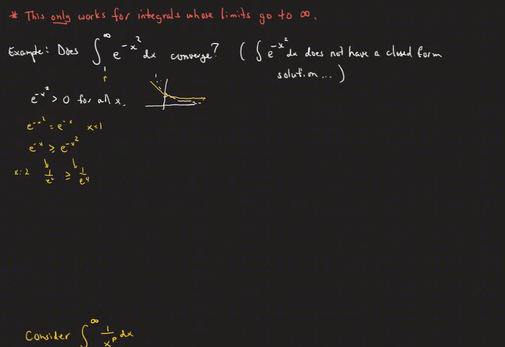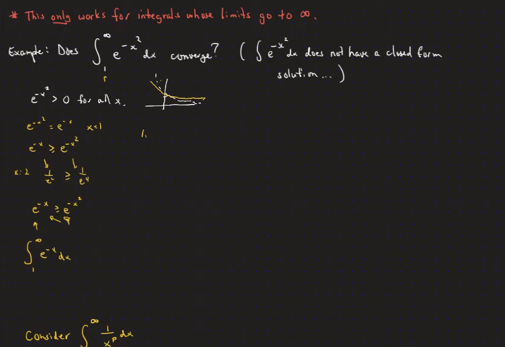Okay, so now what we can do, since we have established that the integrand e to the negative x is going to be greater than or equal to e to the negative x squared, if we can show that the integral from 1 to infinity of e to the negative x converges, then our integral will be less than or equal to a known convergent integral, and by the comparison test, we can claim that our integral will converge as well.